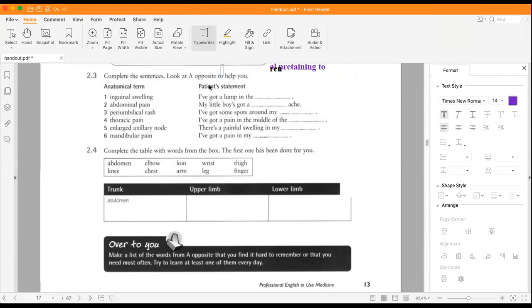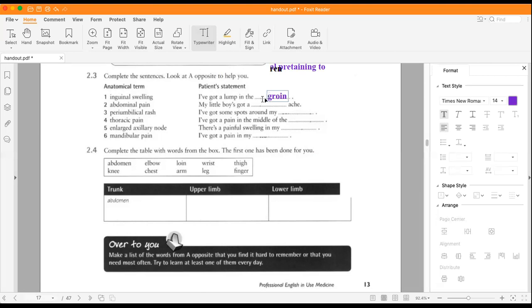We have here number one, inguinal swelling. The patient will say, "I've got a lump in the groin," because as we see in the first picture, the groin in the anatomy is called the inguinal region.